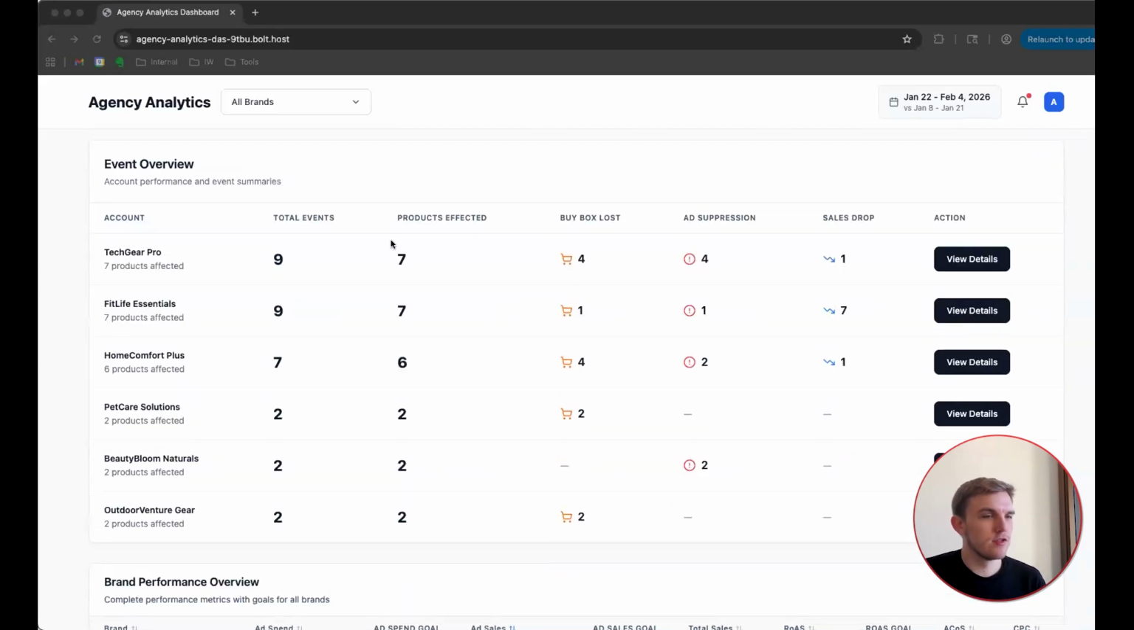Tracking those key events. So here's a view we've put together where I can see by account how many products have lost the buy box, how many products have been ad suppressed, how many have major sales drops, right? Maybe I want to define what that sales drop threshold is. It might be different for each brand. That's okay. But I might see, hey, this is a critical account for me. I want to know what those are.